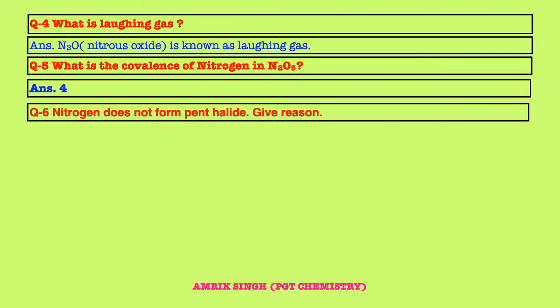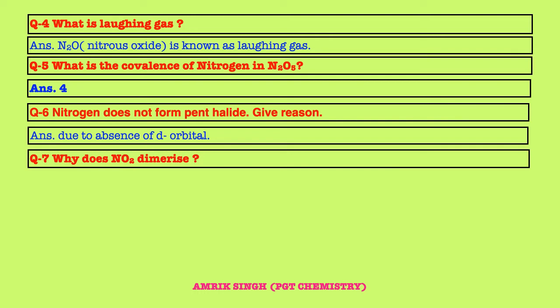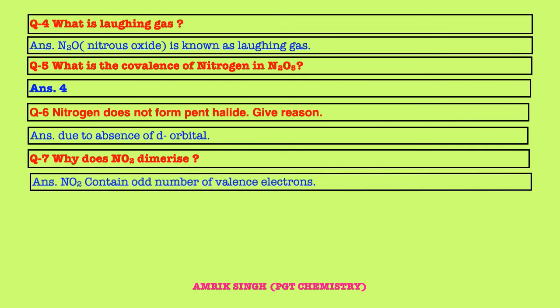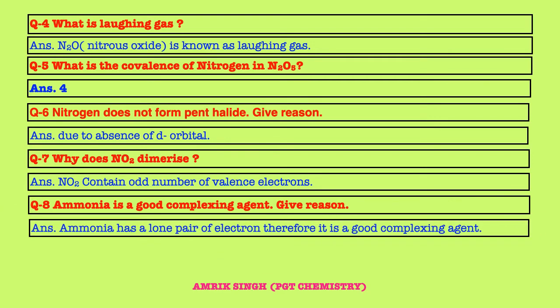Nitrogen does not form pentahalide. Give reason. Again, due to absence of d orbital. Question number 5. Why does NO2 dimerize? NO2 contains odd number of valence electrons. Question number 8. Ammonia is a good complexing agent. Give reason. Ammonia has a lone pair of electrons on the nitrogen atom, therefore it is a good complexing agent.